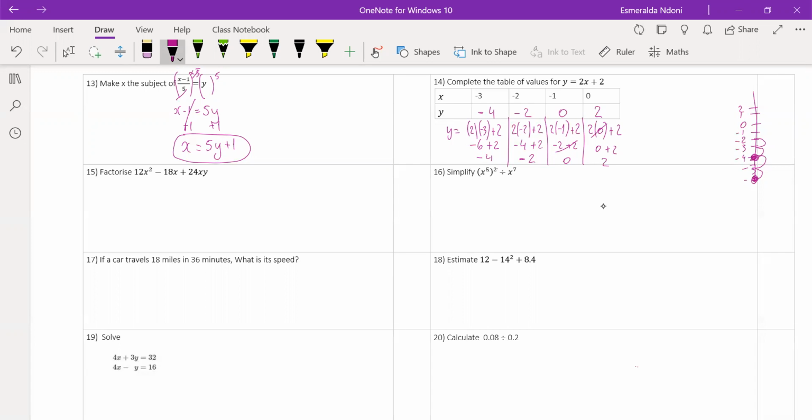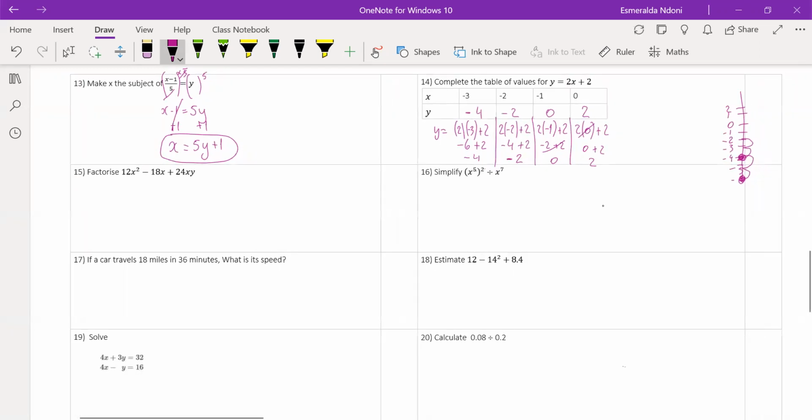Question 15. We have to factorize. As I said to you on the previous questions, we need to find the highest common factor of these 3 numbers. And also we have to look at the letters that might appear on all of them. So the highest common factor is 6. So let's rewrite this first term as 2 lots of 6, because we need to break it down with factors of 6, because that's your highest common factor.